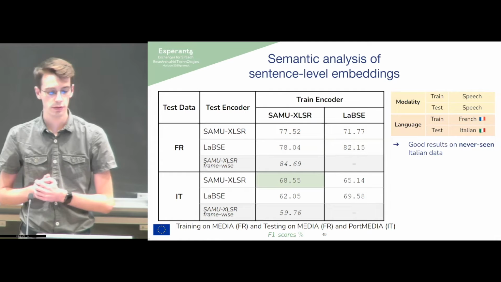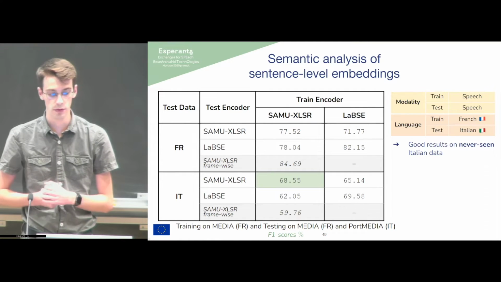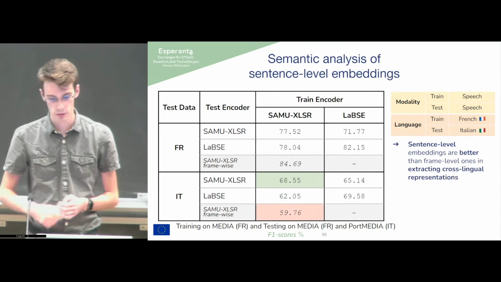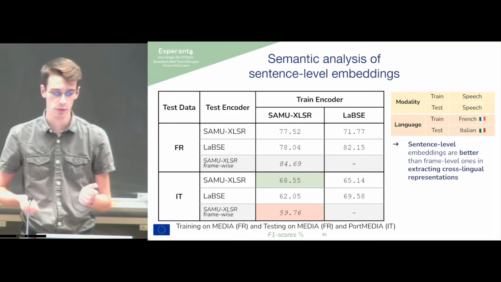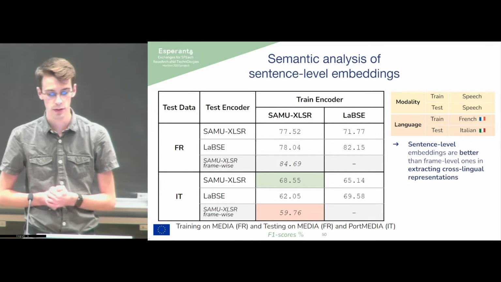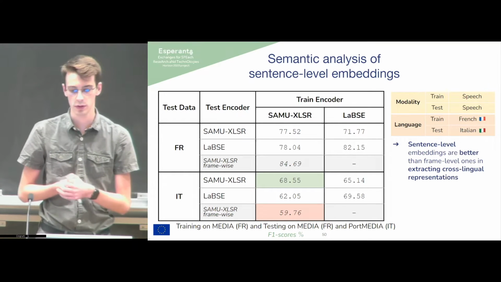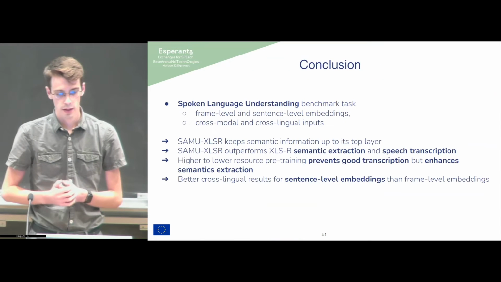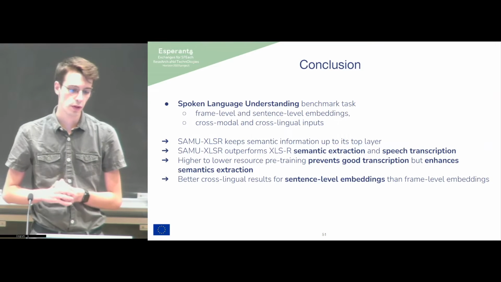We are also able to get really good results on the SAMU-XLSR embeddings for Italian. We never trained on Italian, and we are able to get some good results. Actually, those results are better than the ones given by the previous model that works on the frame level embeddings. That means that sentence level embeddings are better able to grab the semantic content, cross-lingual representations.